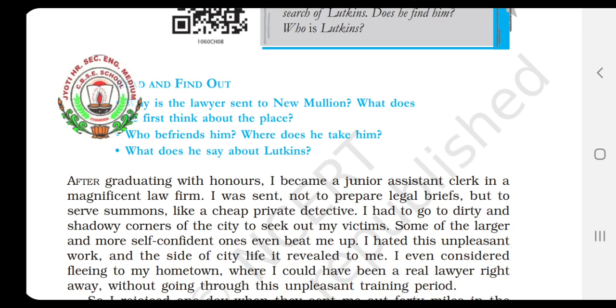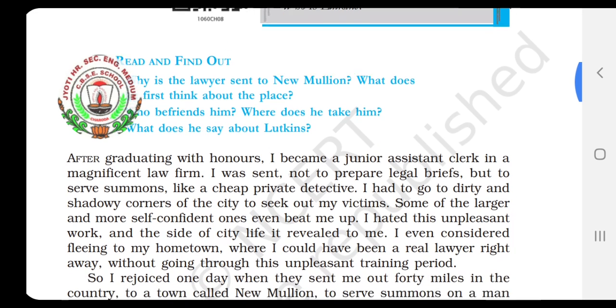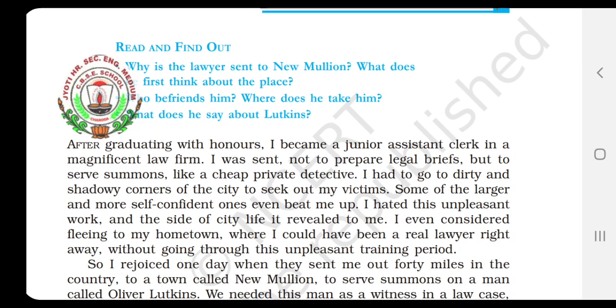After graduating with honors, I became a junior assistant clerk in a magnificent law firm. I was sent not to prepare legal briefs but to serve summons like a cheap private detective. I had to go to dirty and shadowy corners of the city to seek out my victims. Some of the larger and more self-confident ones even beat me up. I hated this unpleasant work and the side of city life it revealed to me. I even considered fleeing to my hometown, where I could have been a real lawyer right away without going through this unpleasant training period.